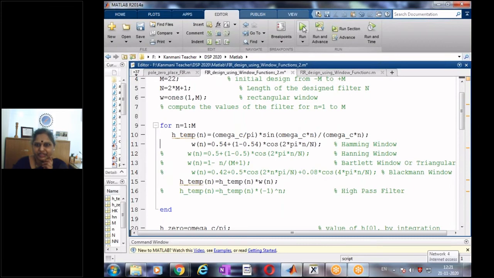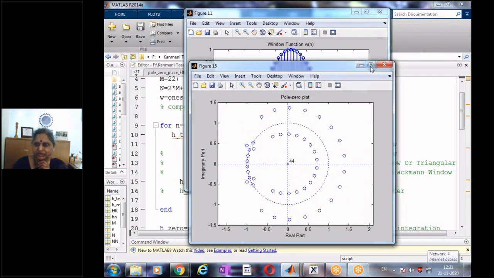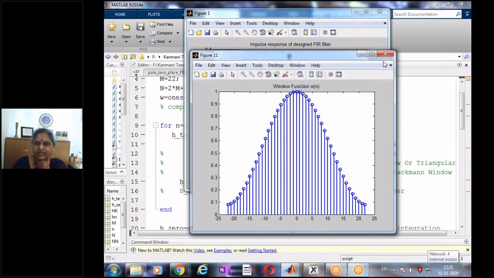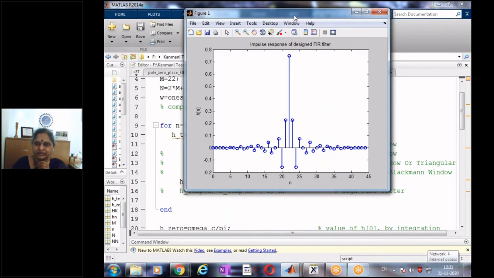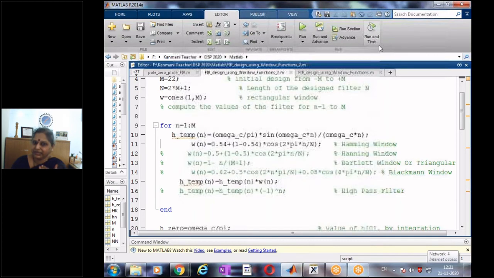The same program, if I run it with the window function, gives this pole zero plot, with a small change in the location because of the introduction of the window function. This is the impulse response of the designed filter, and this is my frequency response. So, the low pass filter with the cutoff of 0.75 pi.